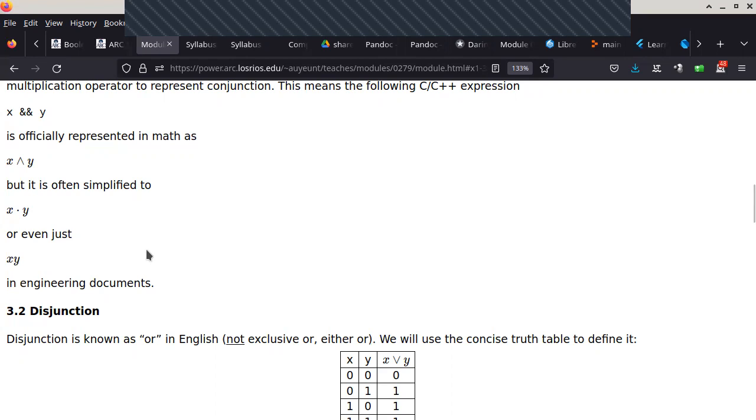Do we have any questions about and? Conjunction. Say it again. All of these represent the same thing. The four notations here, they all represent X and Y, just in different contexts.